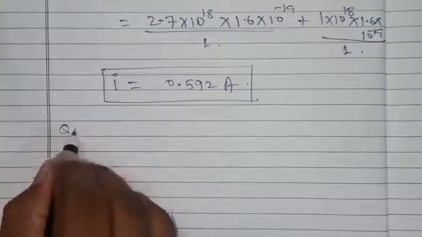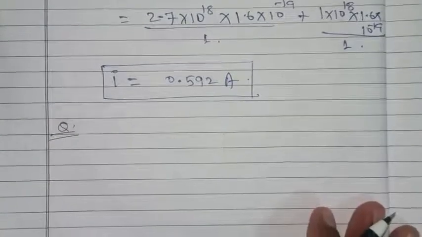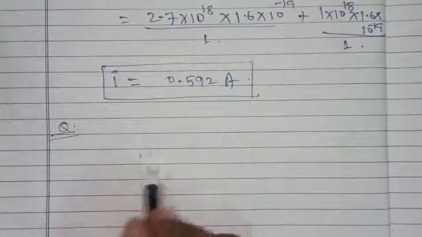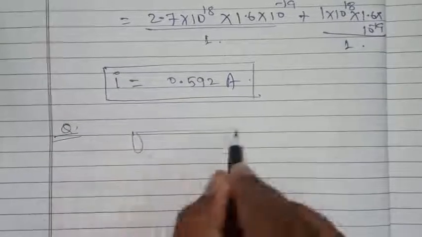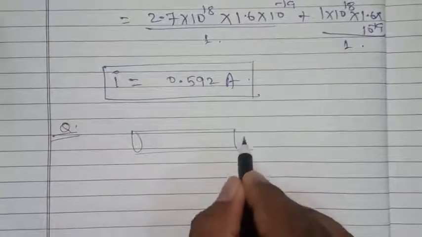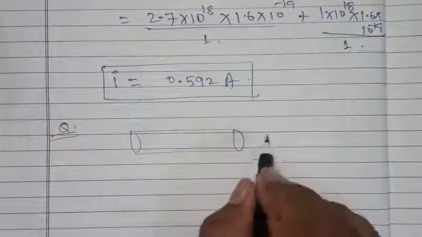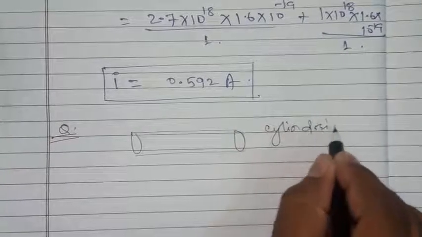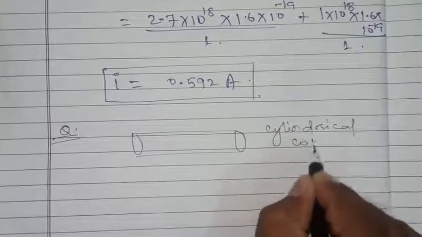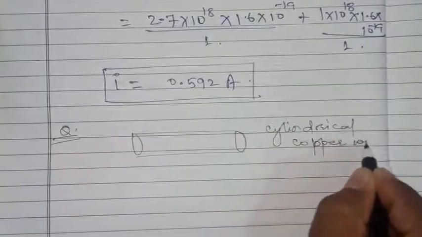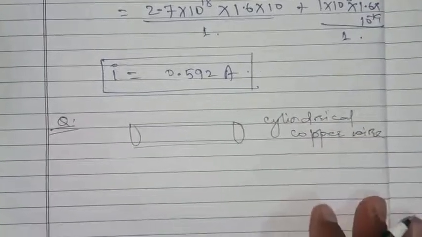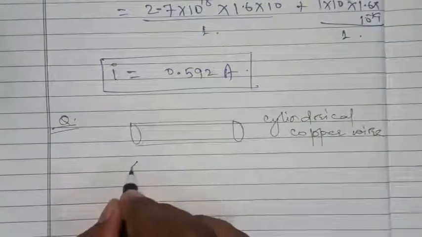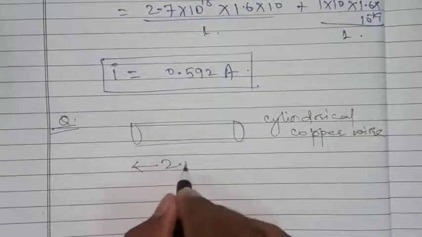Second question. A cylindrical copper wire having length 2.5 meter long.